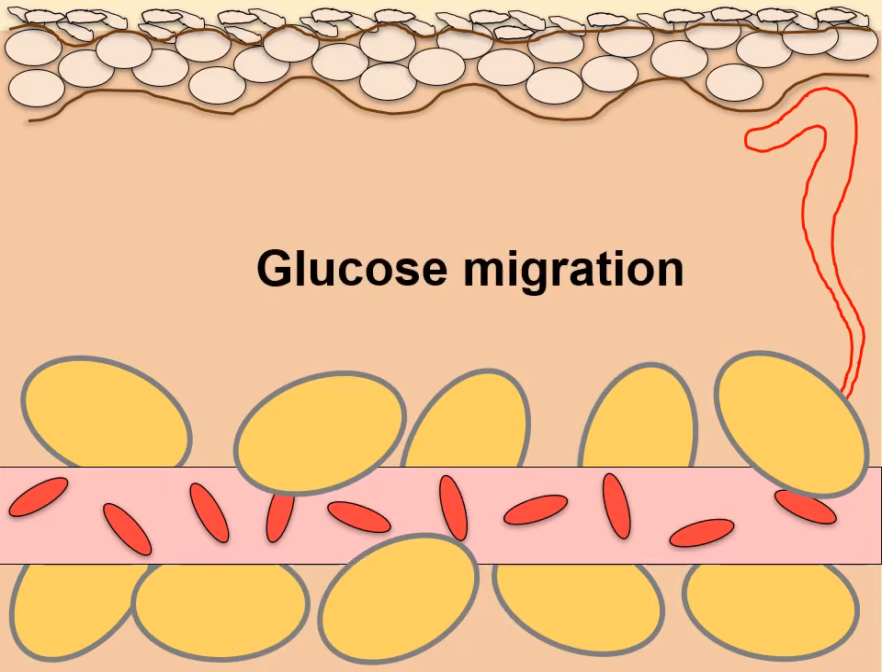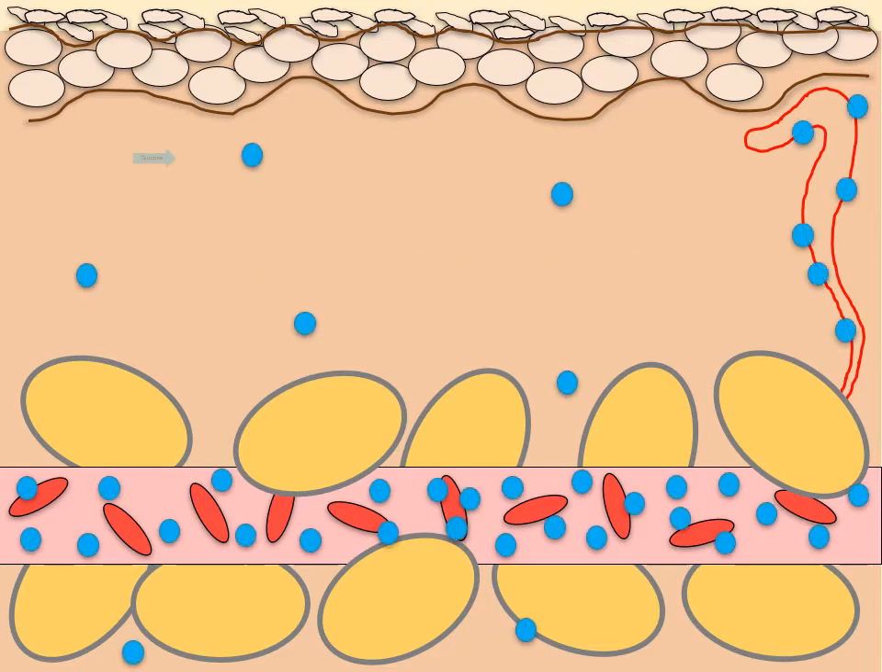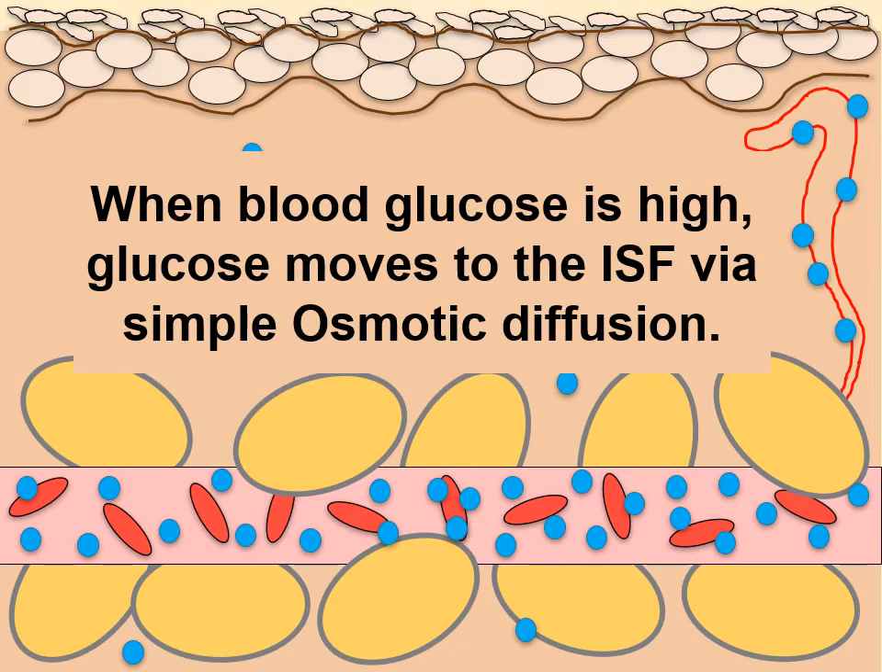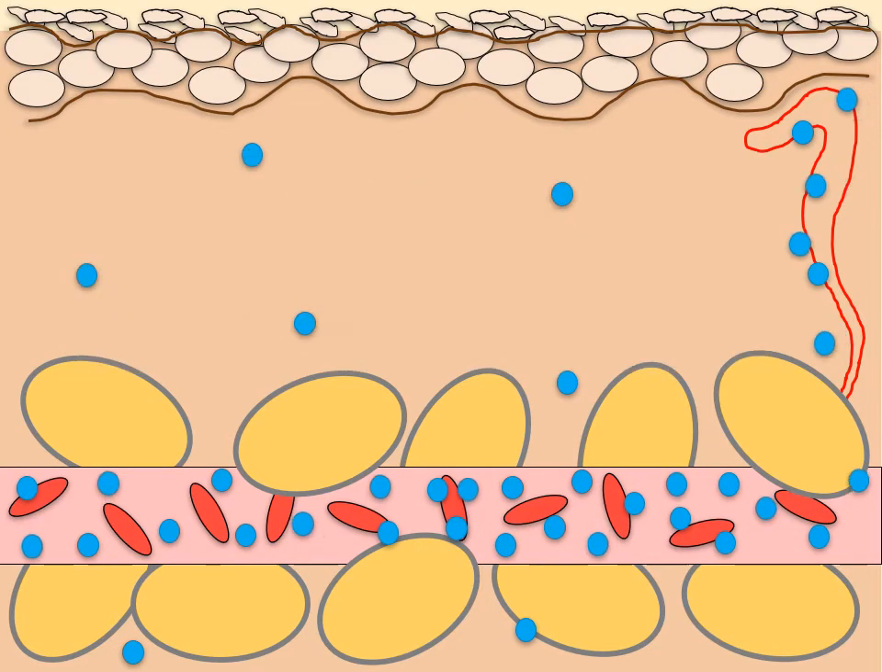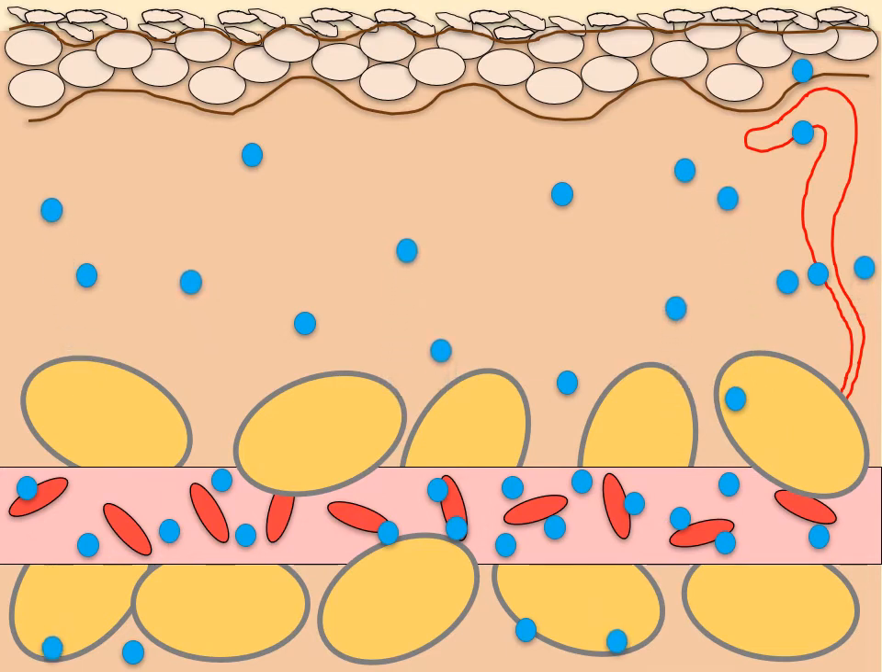So now we're going to talk about glucose migration. Let's add some glucose. In this case, they're going to be all these little blue dots, not to scale obviously, but we need to be able to see them. We're going to start with a high concentration of glucose in the blood and a low concentration in the interstitial fluid. Glucose wants to get from the high concentration area to the low concentration area through simple osmotic diffusion. It just diffuses through the capillary and vessel walls to populate glucose into the interstitial fluid to try to match the concentration.